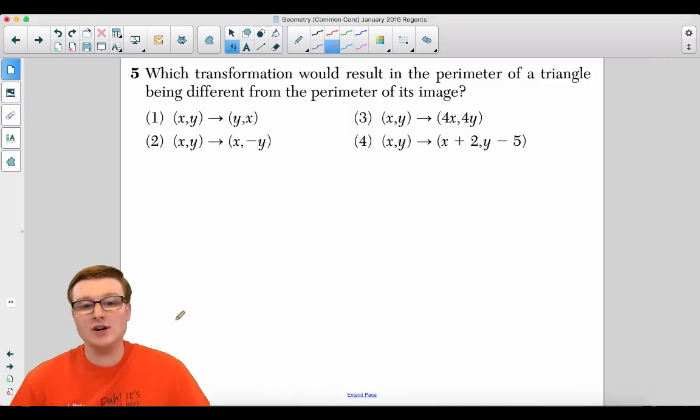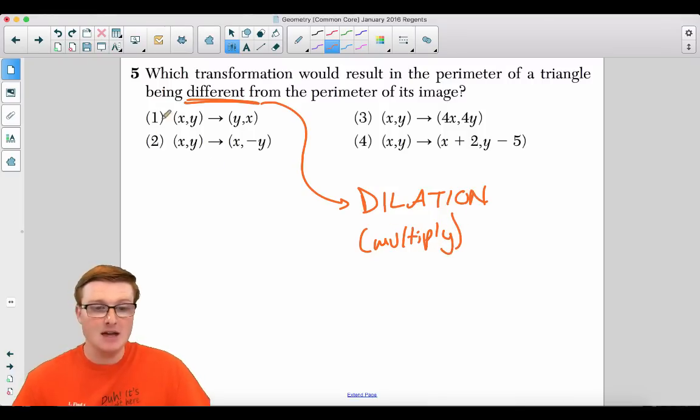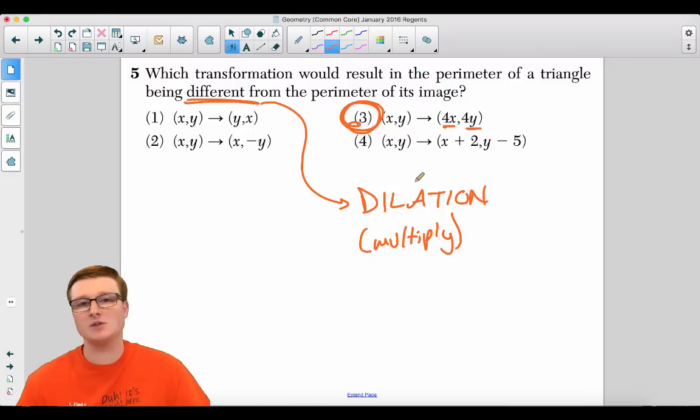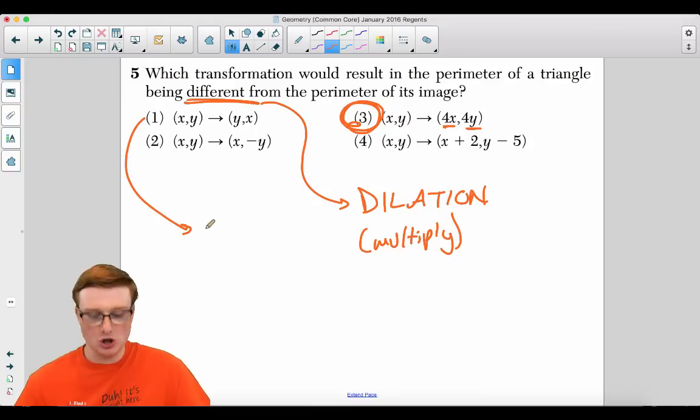Number 5, which transformation would result in the perimeter of a triangle being different from the perimeter of its image? Well, different means dilation. A dilation is not a rigid motion. And remember that dilation is a scale factor that's being multiplied. So you're multiplying under a dilation. Choices 1, 2, and 4 do not show a dilation. Choice 3 shows a dilation because your x values and your y values are being multiplied by a scale factor of 4.